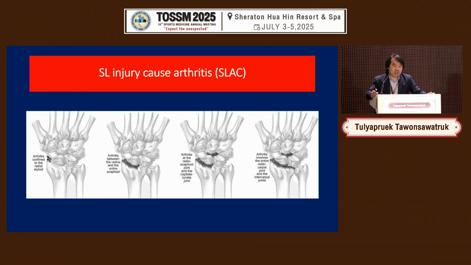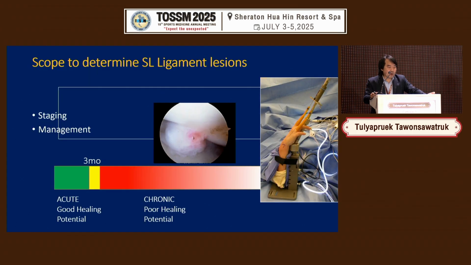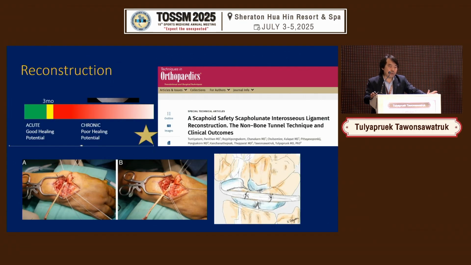And slack wrist is caused by injury to the scapholunate ligament. We can do repair, acute repair, or if we leave the SL injury and it turns chronic, we cannot repair. We have to deal with the ligament reconstruction of the wrist to make the stability of the wrist better. Right, so we create the cartilage protection of the scaphoid. We just wrap around the scaphoid.